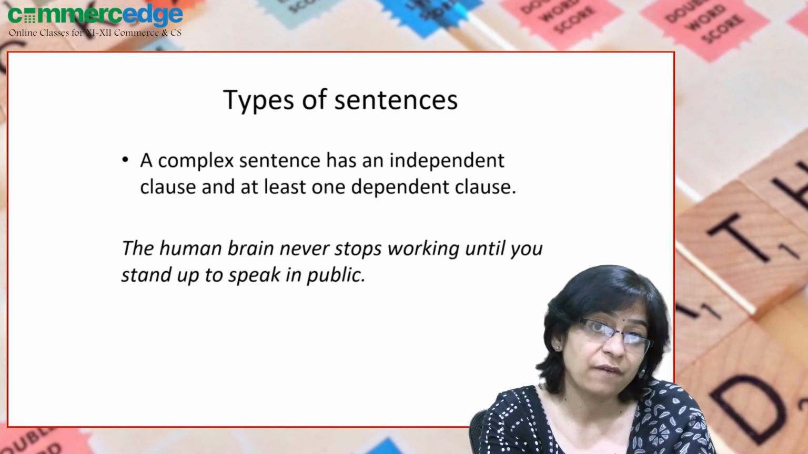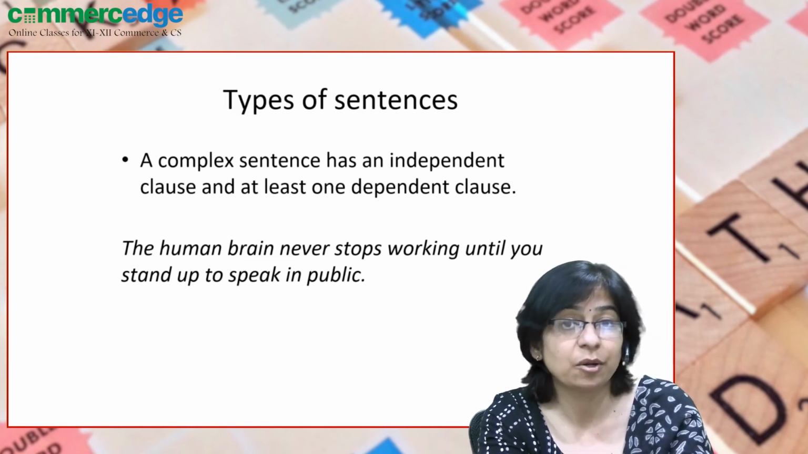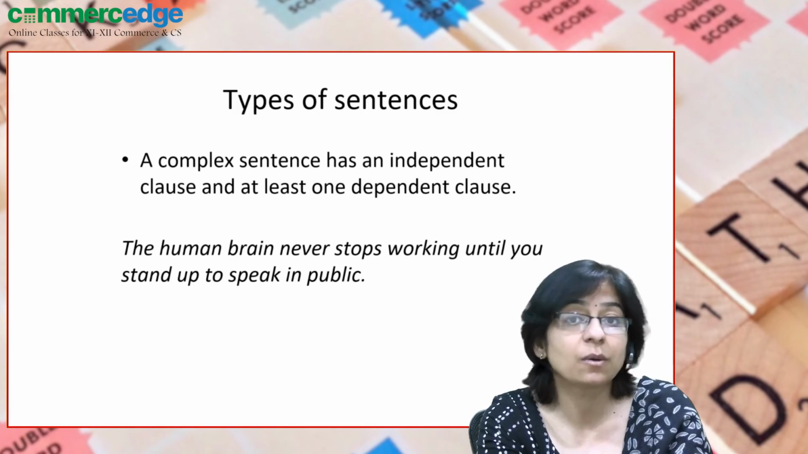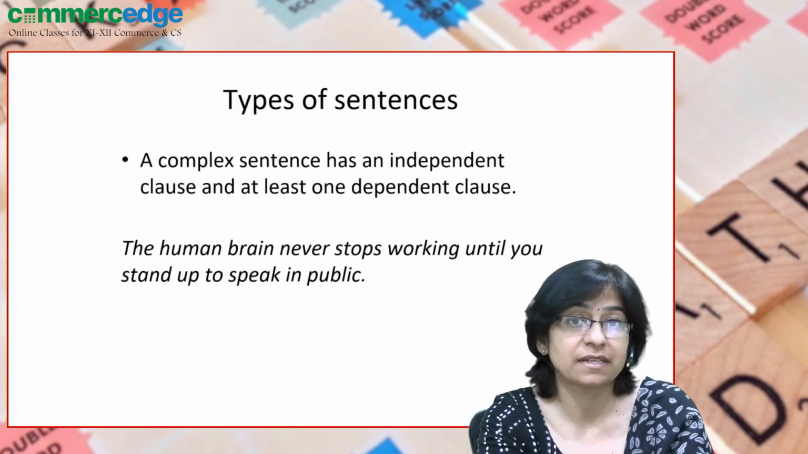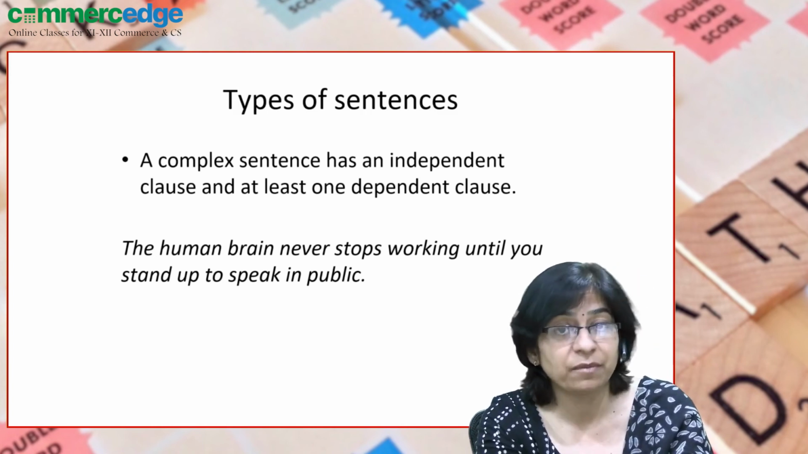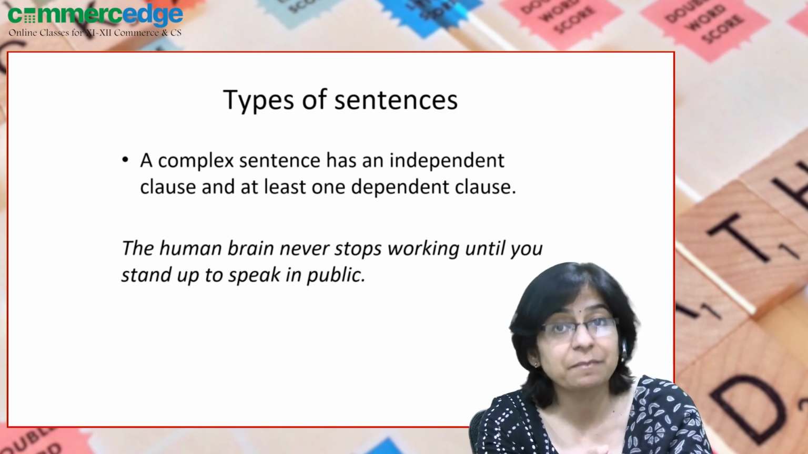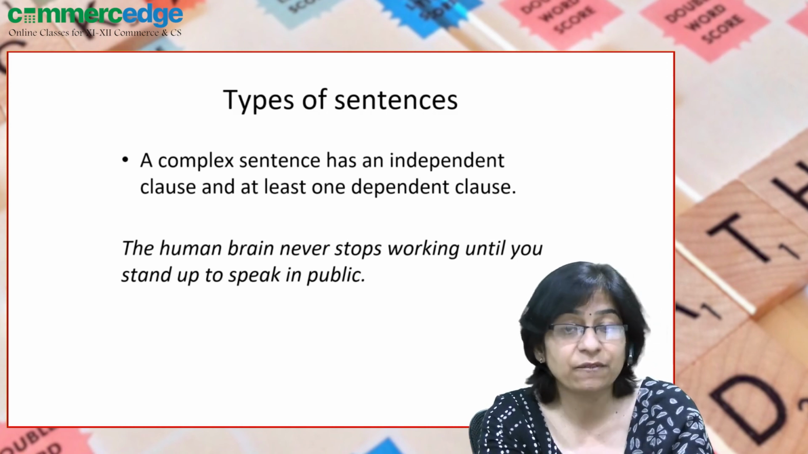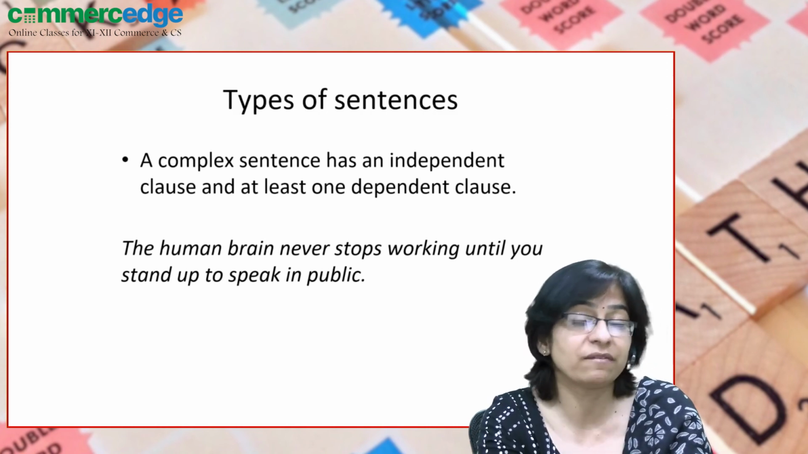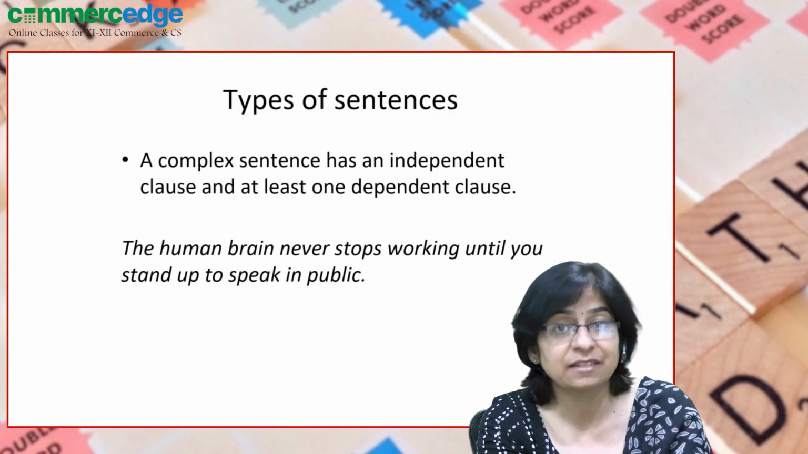Now, the first half of the sentence, the human brain never stops working, is an independent clause because it has its own subject, verb, object component. And look at the second half of the sentence. Until you stand up in public to speak is dependent on the main clause for its meaning. If we remove the first half of the sentence, this half of the sentence may not be able to convey the complete meaning. So that's what makes it a dependent clause, and this whole structure a complex sentence structure.